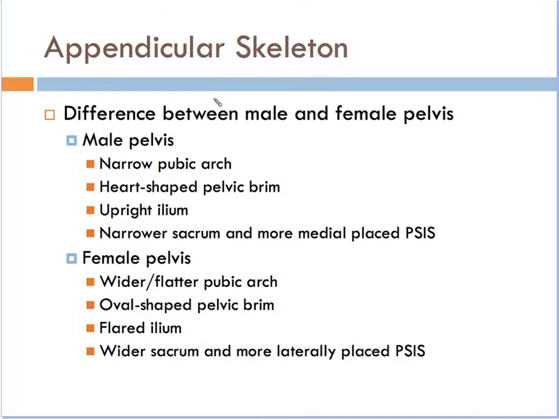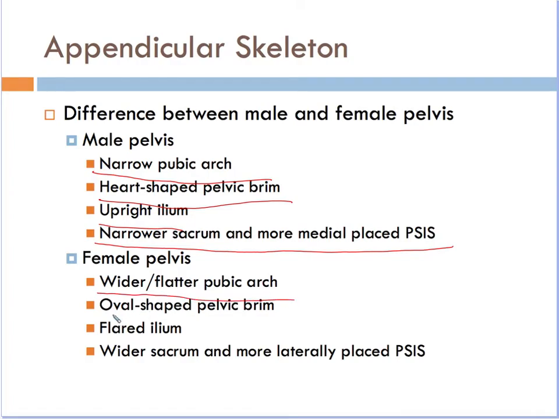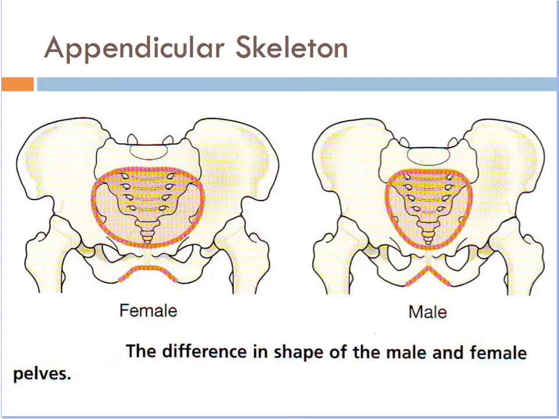So some differences that you can note. The male pelvis has a narrower pubic arch, a heart-shaped pelvic brim, an upright ilium, a narrower sacrum and a more medial posterior superior iliac spine. Your female pelvis has a wider, flatter pubic arch, an oval-shaped pelvic brim, a flared ilium, a wider sacrum and a more laterally placed posterior superior iliac spine. So those are some differences that you can use to recognize male and female pelvises. And you'll need to identify some of those on the assessment we have at the end of this unit.